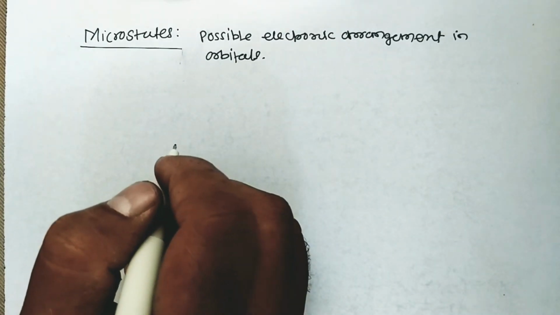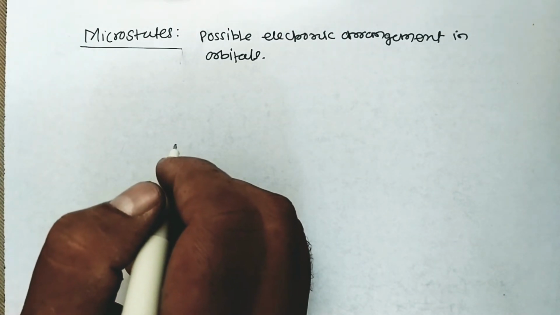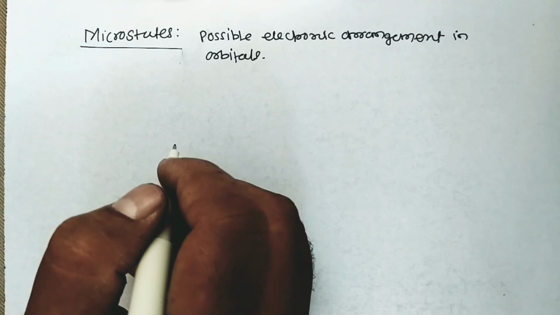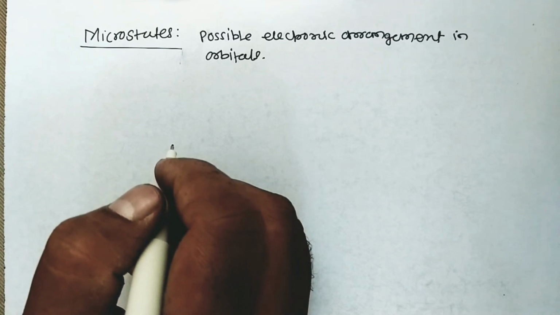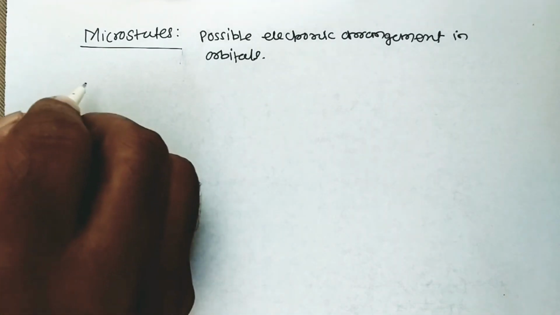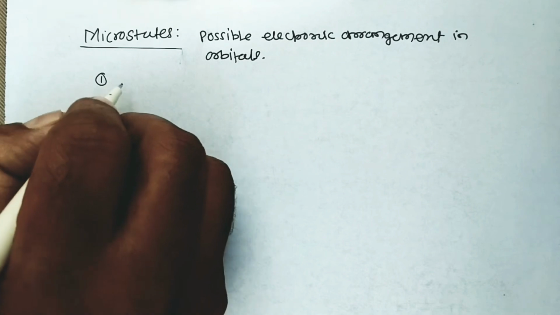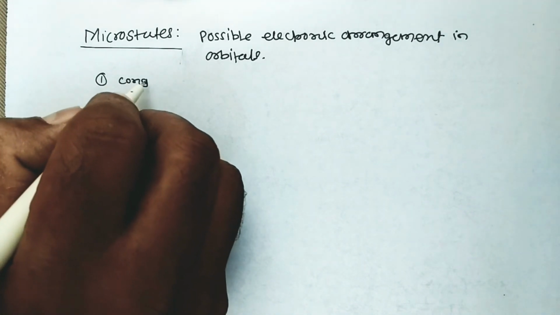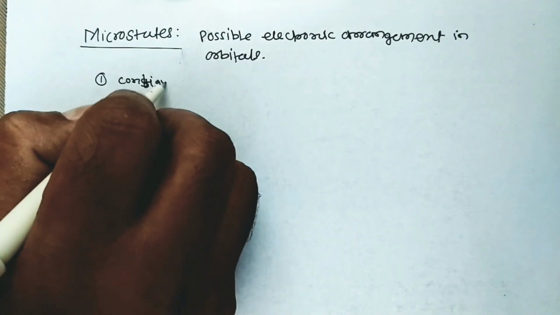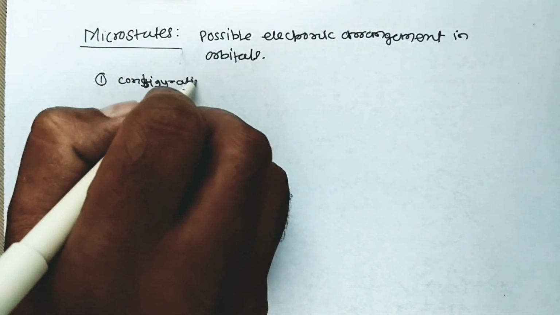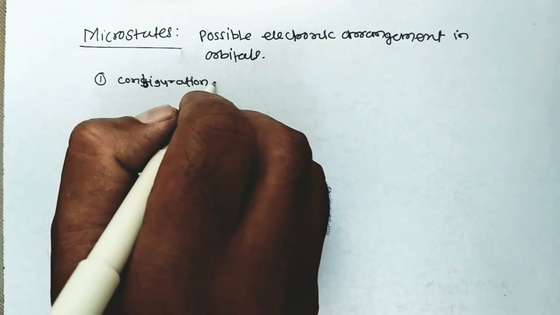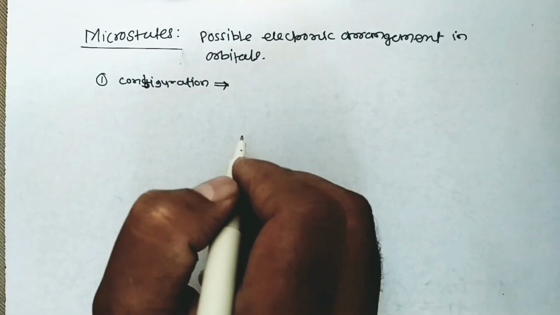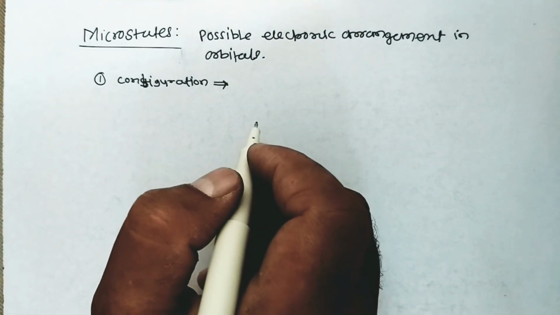So to calculate the number of microstates from the given data is very important, and there are different types of techniques to calculate the number of microstates. First case we will see here: if the configuration is given, then how to calculate the number of microstates. If the electronic configuration is given, then calculate the number of microstates.